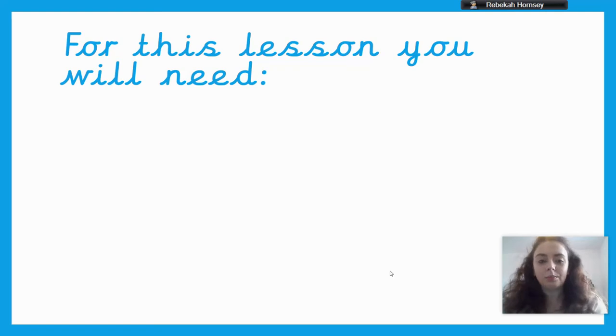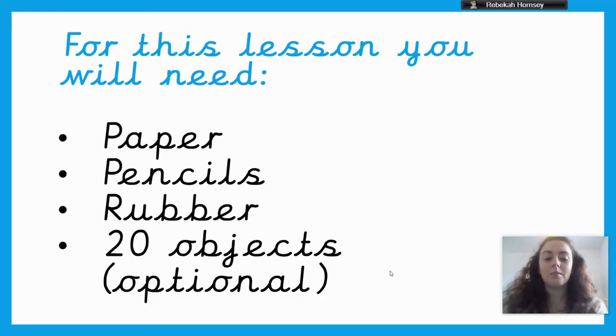For this lesson, you're going to need some paper, pencils, a rubber just in case, and if you'd like to, you could get 20 objects. So you could have 20 buttons, or 20 toy cars, or 20 teddy bears, or even 20 pieces of pasta, or 20 cornflakes. Something that you can have 20 of. You don't need to have it, you could just draw things if you'd like to.